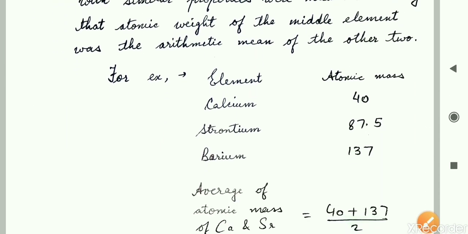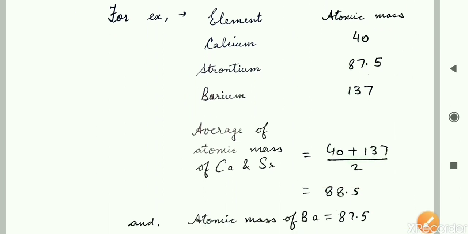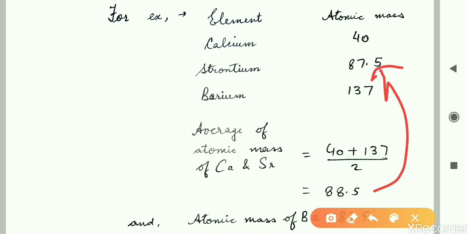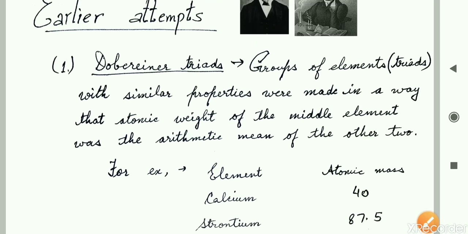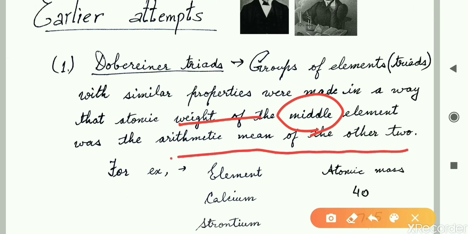Let us have an example here to make it more clear. For example, calcium, strontium, barium were placed in one of Dobereiner's triads. Calcium having an atomic mass of 40, strontium having an atomic mass of 87.5, and barium 137. If we take the average of the atomic mass of the first and the third element, that is calcium and barium, it comes out to be 88.5, which is more or less similar to the second element, that is 87.5. So that is what is being told in this statement, that the middle element's atomic weight is equal or almost equal to the arithmetic mean of the other 2.